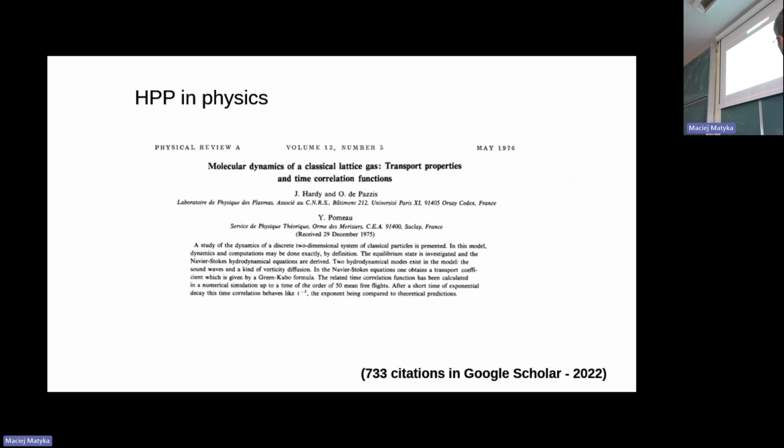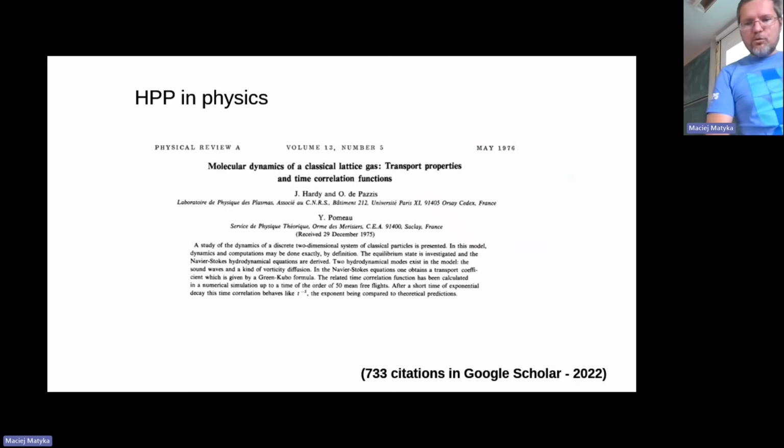Okay, there are two hydrodynamical modes existing in the model: sound waves and some kind of vorticity diffusion. In the Navier-Stokes, the transport coefficient is given by the Green-Kubo formula, yeah, we have specialists here on that, and so on and so on. So basically, this is about the statistics.